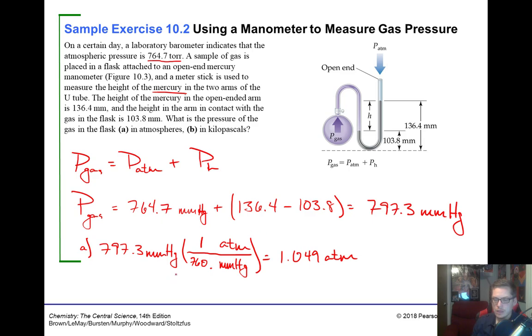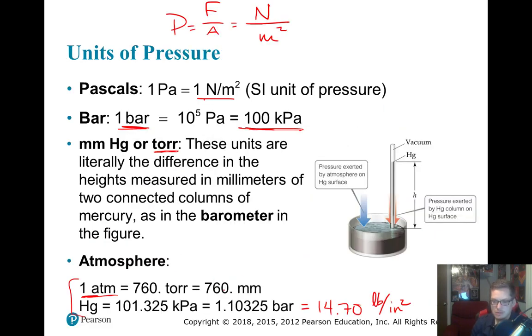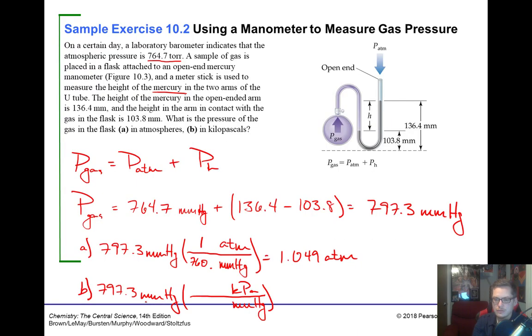All right, and then for part B, we want to get that into kPa. So we'll say 797.3 millimeters of mercury, and we're going to convert that into kPa. We'll put millimeters of mercury in the bottom and kPa in the top. Now we have to look at our conversion. It says here that 760 millimeters of mercury is equal to 101.325 kPa. So we'll put 760 and 101.325 up here. We'll take our 1.049 times 101.325 and get 106.3 kPa. Simple enough. So there are your answers.